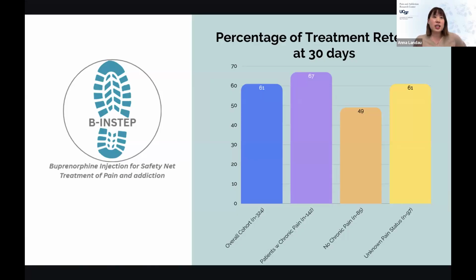So we are seeing slightly improved outcomes for patients with chronic pain, but this is by no means a final analysis. We'll have to adjust for various confounders, particularly age, as patients who are older may have better treatment retention and are more likely to have pain. I think these early results are a little bit promising, but it's unclear if this is statistically or clinically significant.